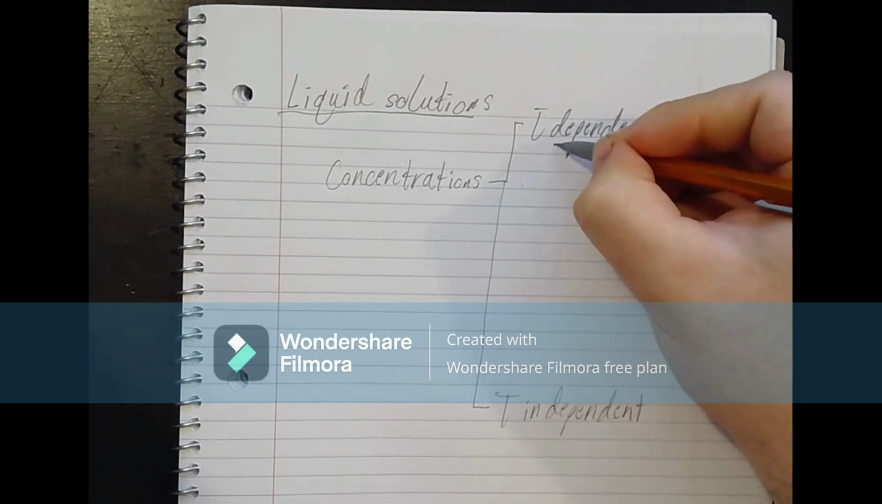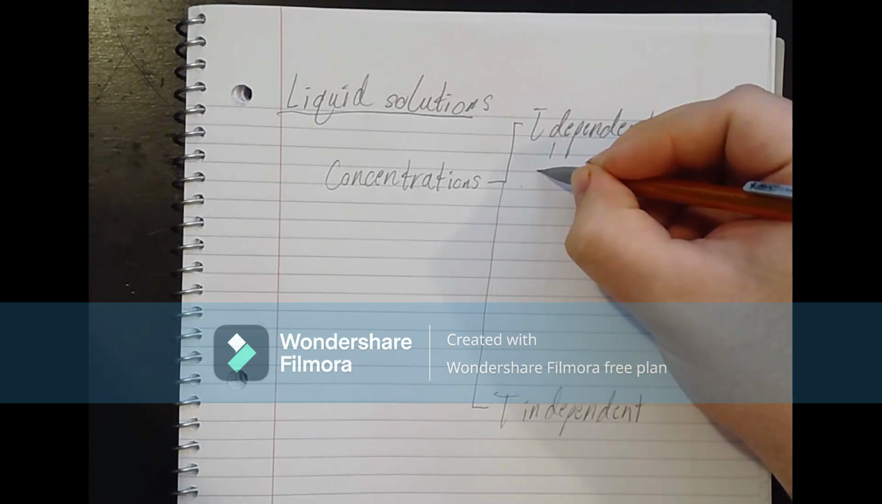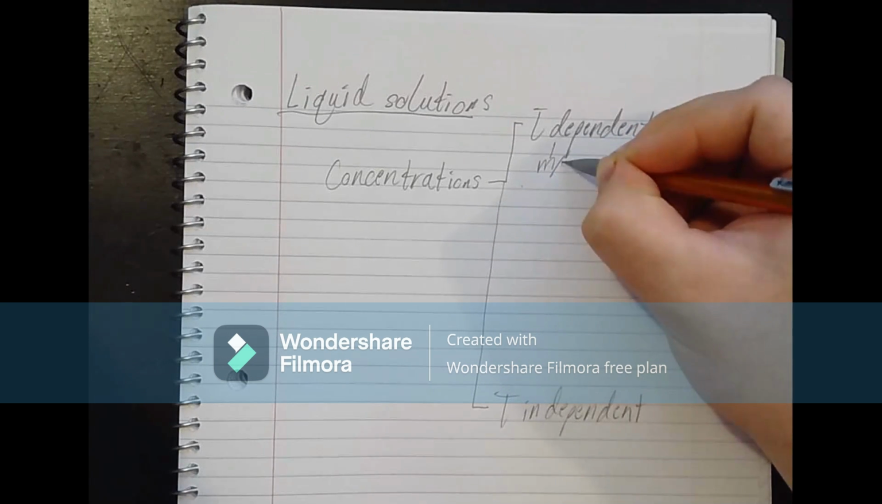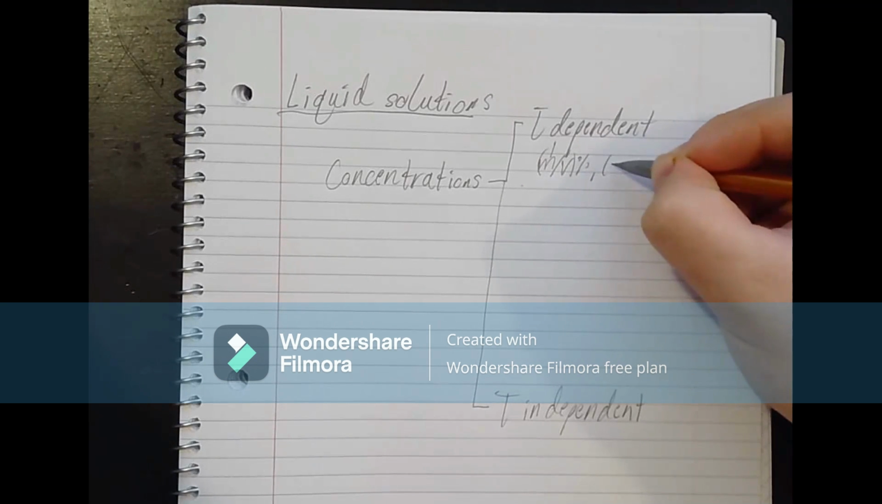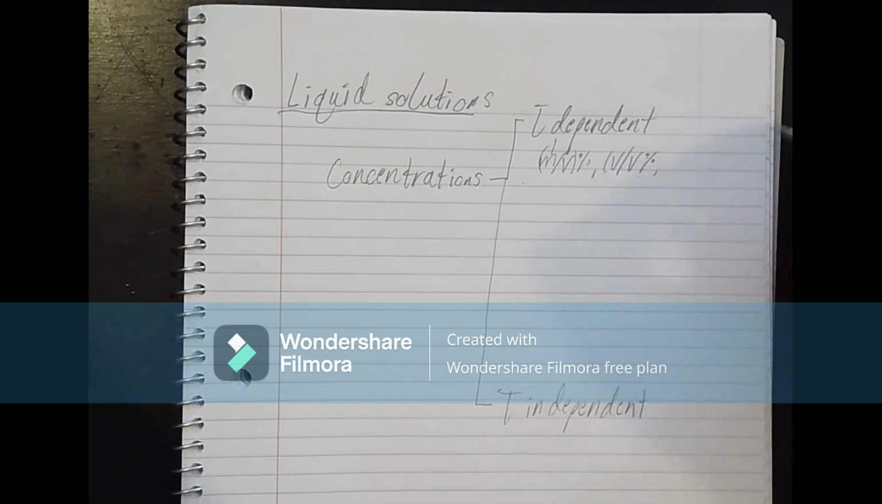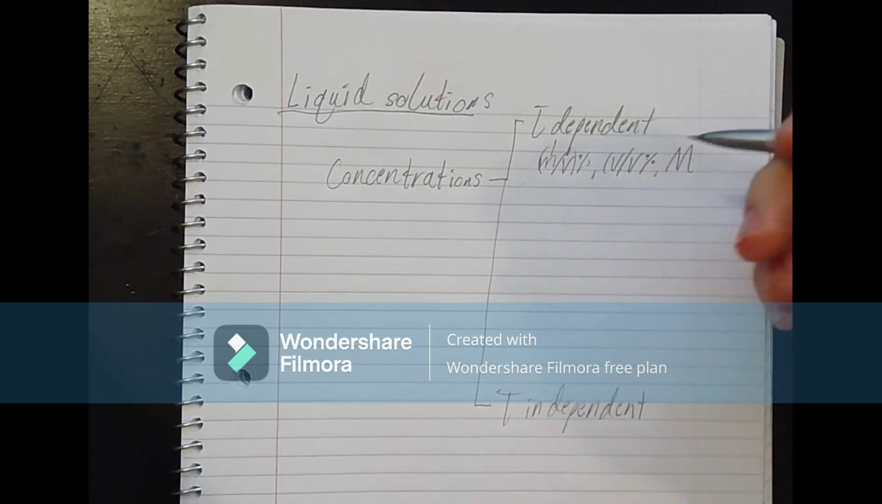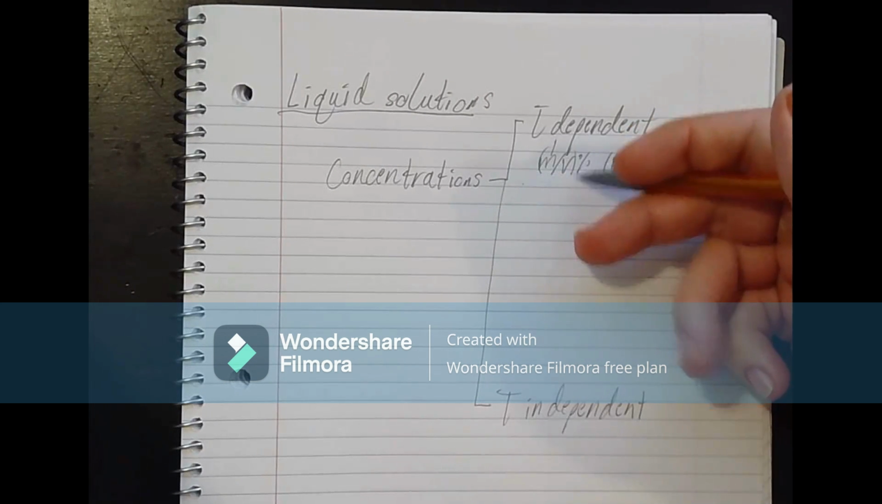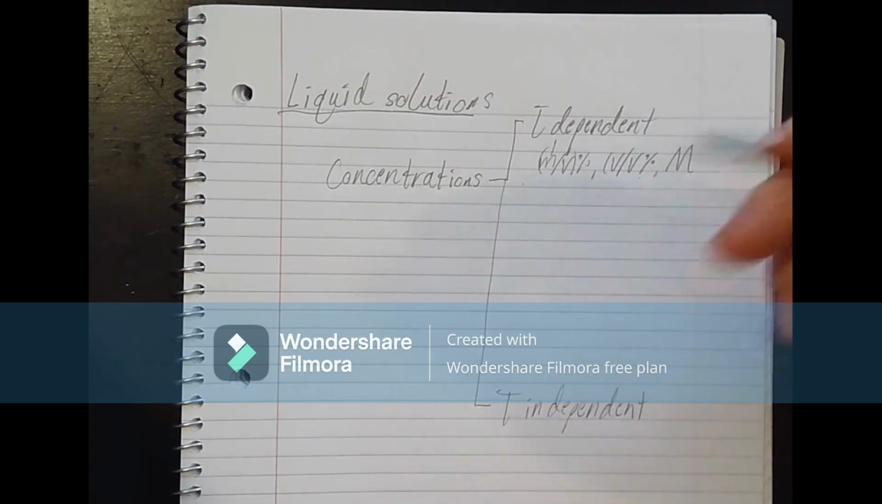Temperature dependent concentrations are things like mass over volume percent, volume over volume percent, and molarity. As you can see, these are due to the fact that within these concentrations there's a volume present. And as you know from previous chapters, volume is directly dependent on temperature.